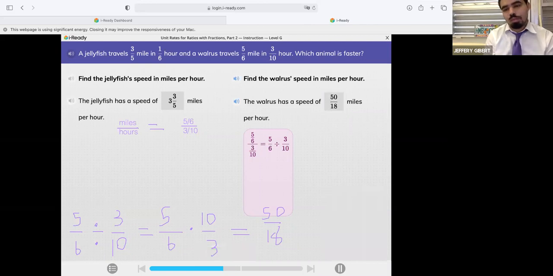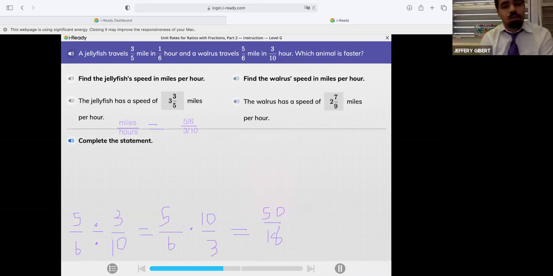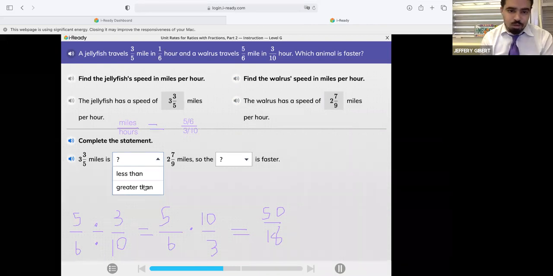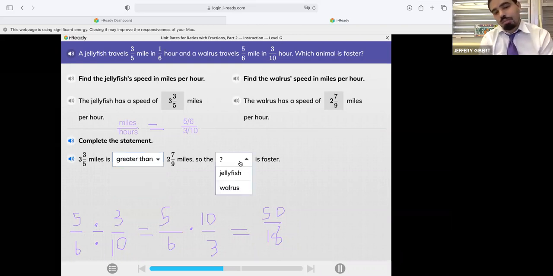That's right. You can also think about the walrus's speed as 2 7/9 miles per hour. Complete the statement. All right, Sergio. 3. What was this? Greater than. All right, so who's faster? Jellyfish. Correct. Good job.